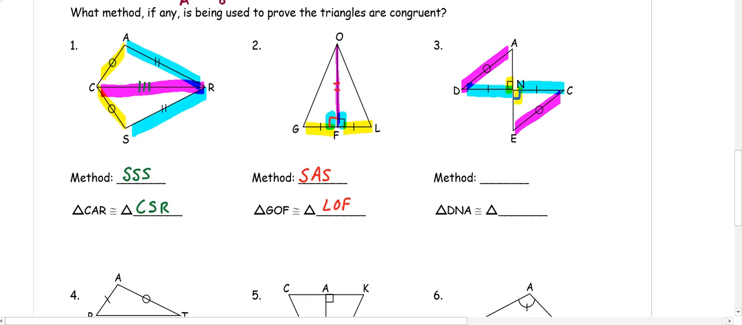So instead, my only other option would be hypotenuse leg, because side side angle is not a method to prove that triangles are congruent. So this has to be hypotenuse leg because it has a right angle. Otherwise, we couldn't prove the triangles were congruent. And then we have triangle DNA is congruent to triangle CNE.